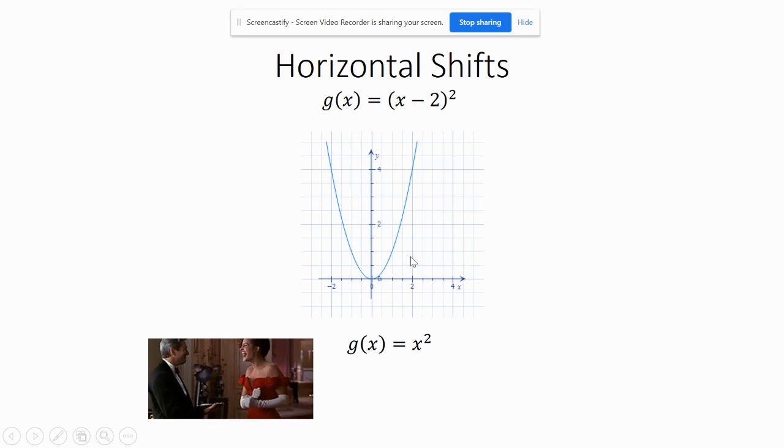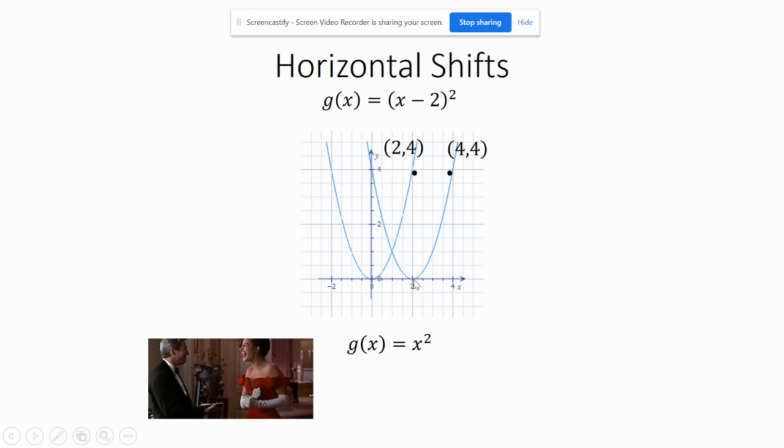Now here's my normal graph right here. So in the normal graph, 0 squared is 0. If I have a 0 here, that's a minus 2. That's times negative 2, which would be negative 2 squared, which would be 4. So I'd be at 0, 4. So the graph, notice, is shifted over.